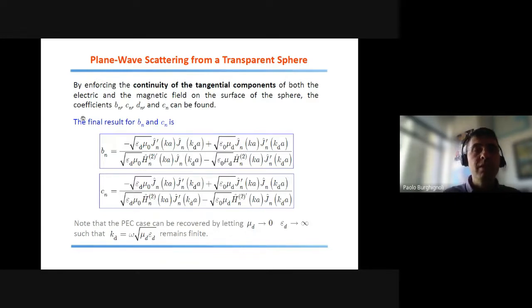For example, if you are interested in the scattered field, what you need is the expression for the coefficients B sub n and C sub n, and those are a little more complicated than the very simple ones that we found for the perfectly conducting case. They are, again, ratios of linear combinations of spherical Bessel functions and spherical Hankel functions, in which you can, of course, recover the perfectly conducting case as a limiting case, in which you let the permeability of the sphere go to 0, and simultaneously you let the electric permittivity go to infinity, such that the wave number remains finite.